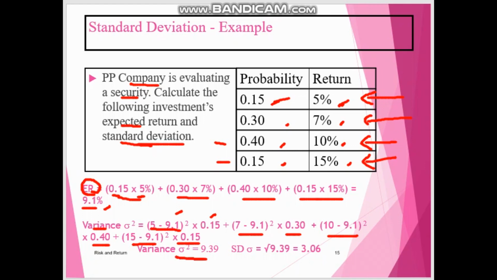Alright, so our variance is equal to 9.39. To get the standard deviation, we take the square root of the variance. So we get a standard deviation of 3.06.